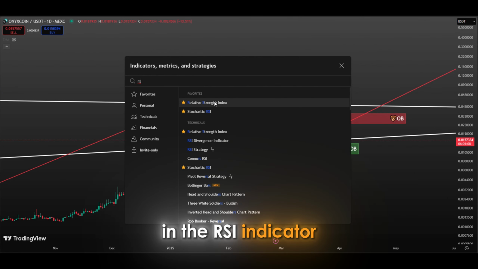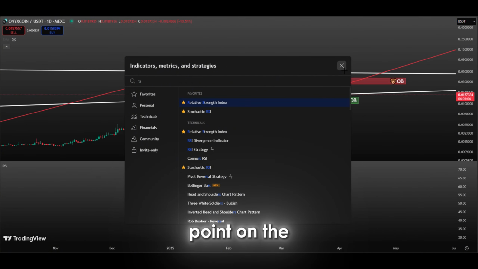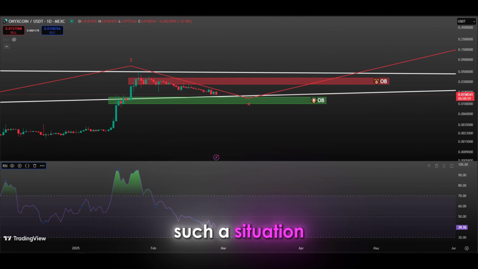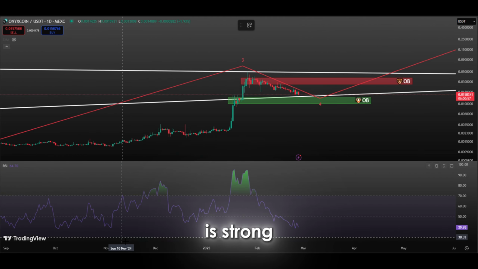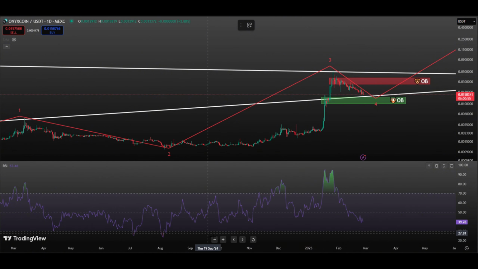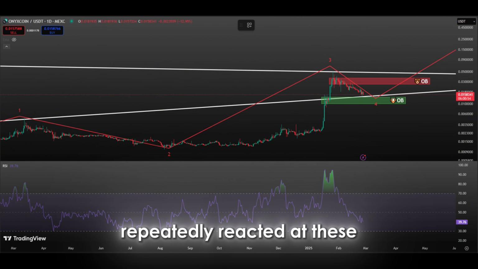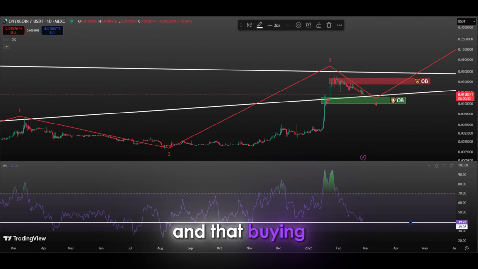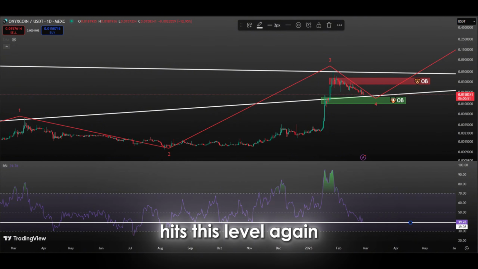In the RSI indicator, currently, there is an important support point on the RSI indicator, which has been repeatedly reacted to. Such a situation indicates that the support zone is strong and the price may rebound against a weakening bearish momentum here. The fact that the RSI has repeatedly reacted at these levels indicates that traders prefer to open buy positions here and that buying pressure may increase when the price hits this level again.